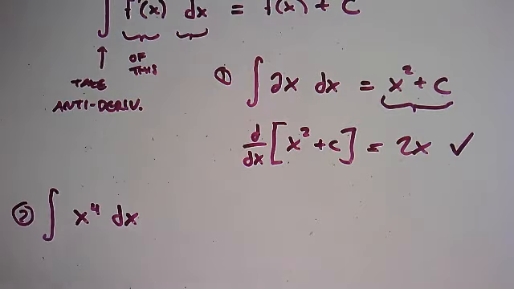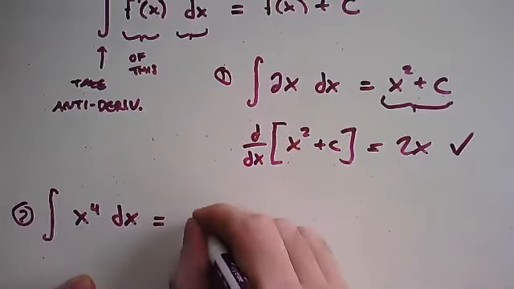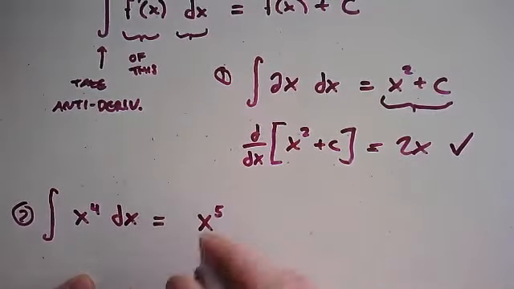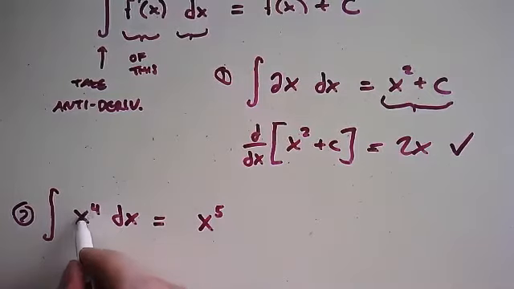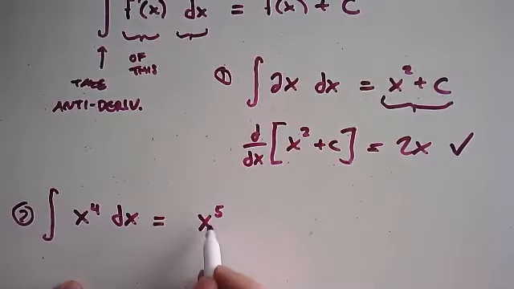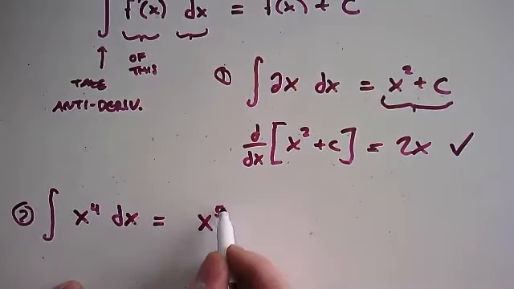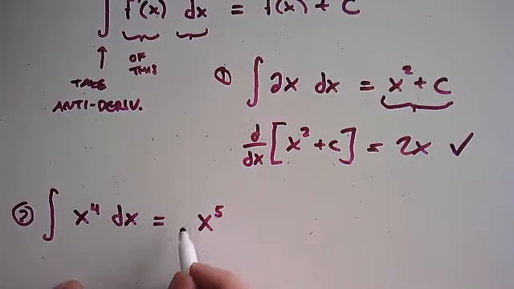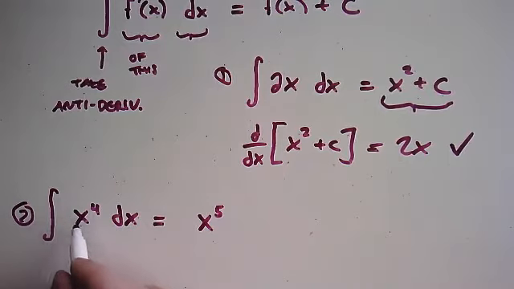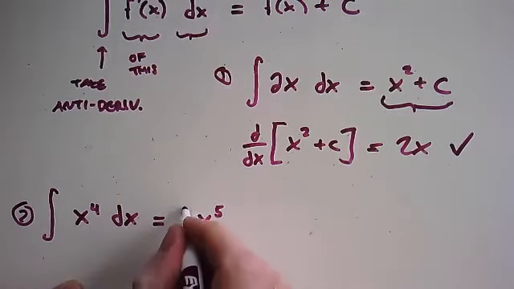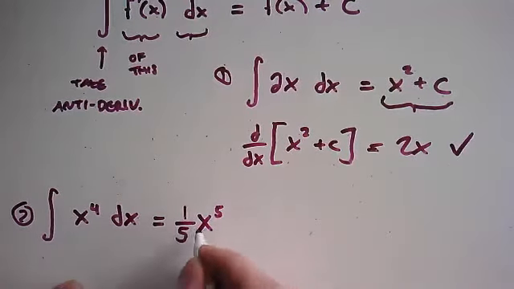To reverse that process, we're going to do two things. We're going to increase the power by 1. So a derivative involving x to the 4th came from a function x to the 5th. Now, if this was my answer and I differentiated, I'd end up with 5x to the 4th, and that's not what I want. I want 1x to the 4th. So the way to fix that is to multiply by the reciprocal of that power.